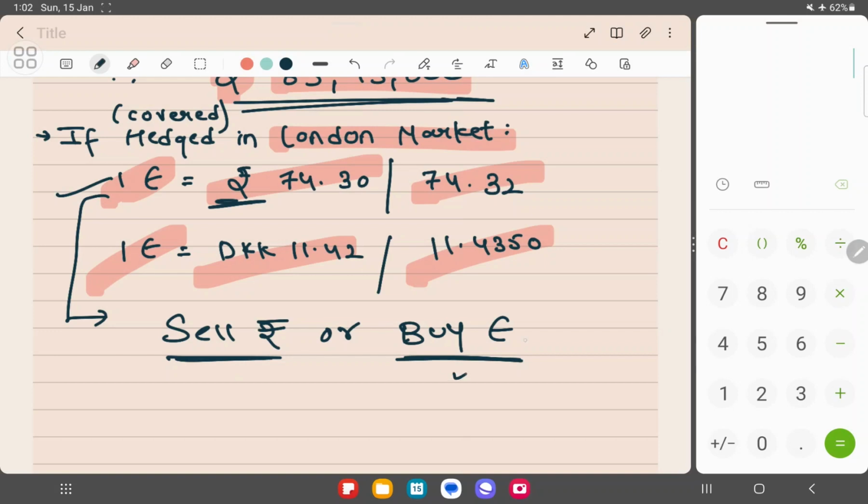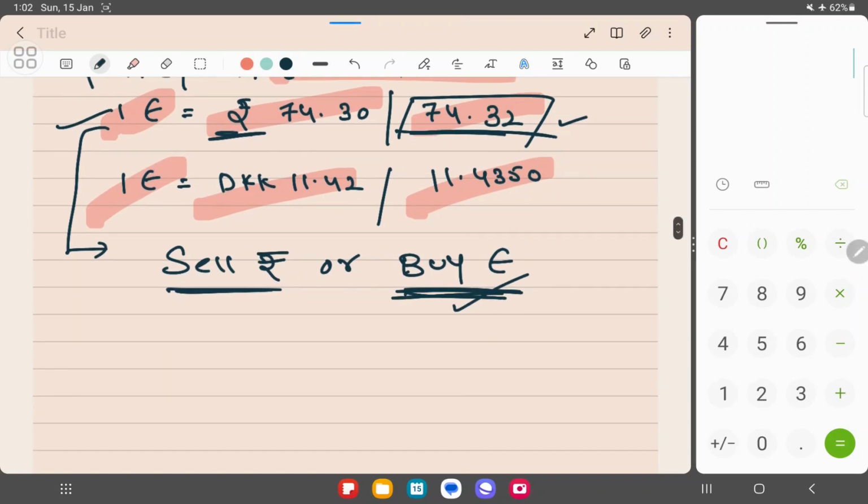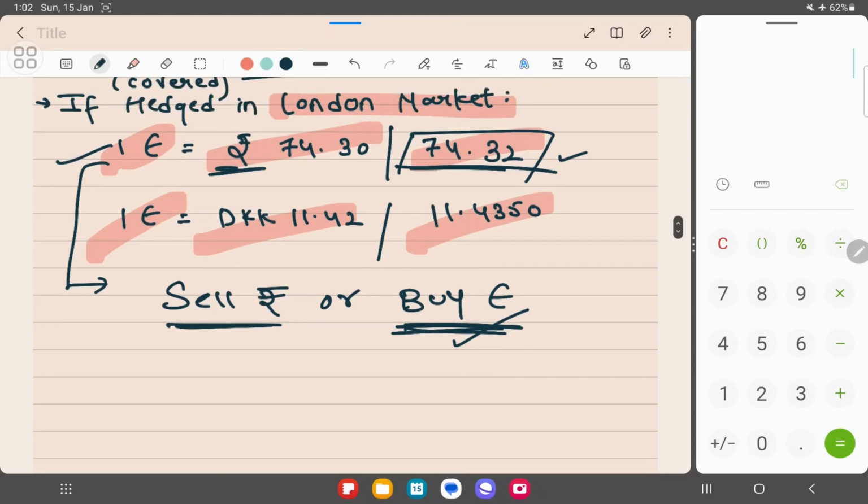Okay, so buy pound. Now do I buy at a higher or lower price? A customer will always buy at the high price, right? So the quote here would be 74.3 or 74.32. This one. We have selected this quote. So the ask and bid part is complete for one quote at least. Next we move. Now I have bought pounds. Now do I actually need pounds? No. So I will sell these pounds and get DKK.